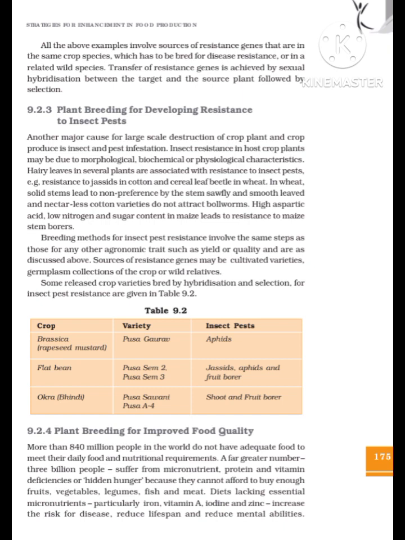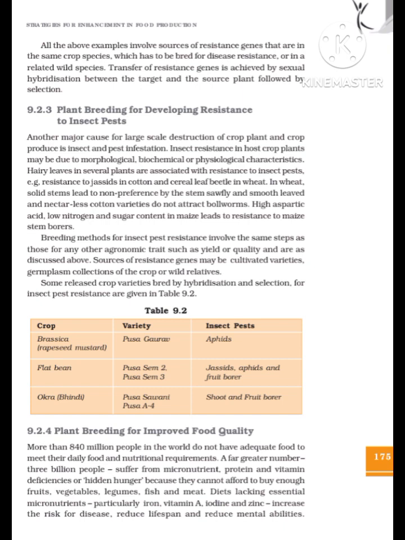9.2.3 Plant breeding for developing resistance to insect pests. Another major cause for large-scale destruction of crop plant and crop produce is insect and pest infestation. Insect resistance in host crop plants may be due to morphological, biochemical, or physiological characteristics.